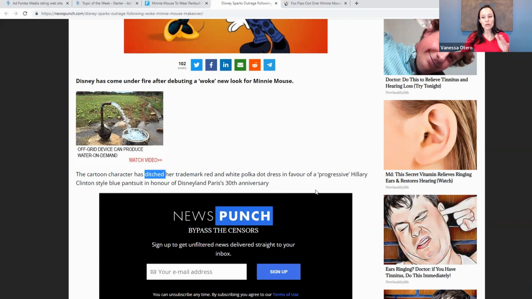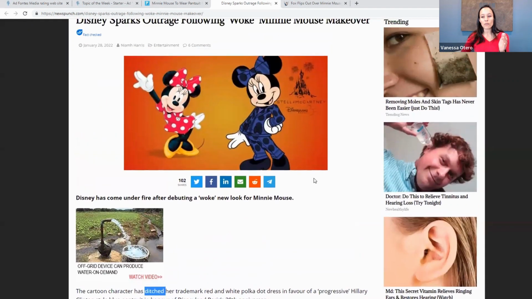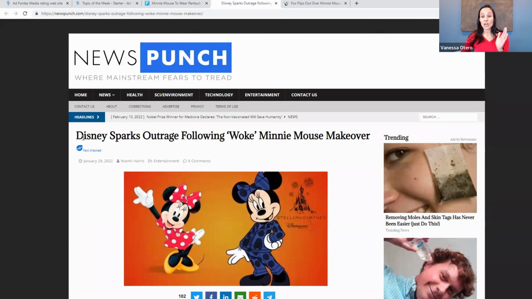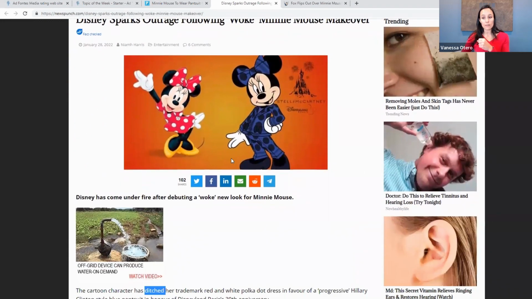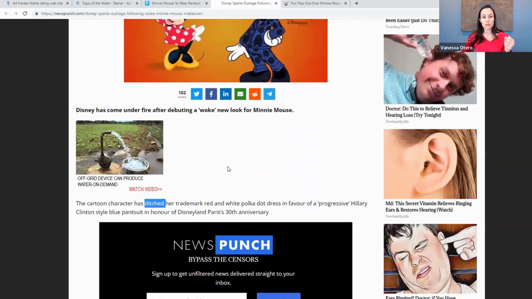So without knowing more, we could assume from the fact that they said this caused outrage and it's woke, those are hints that it's going to be to the right: outrage on the right, accusing the left of doing something woke and too progressive, inappropriate, et cetera. They put the term progressive in quotes, and then they reference Hillary Clinton.